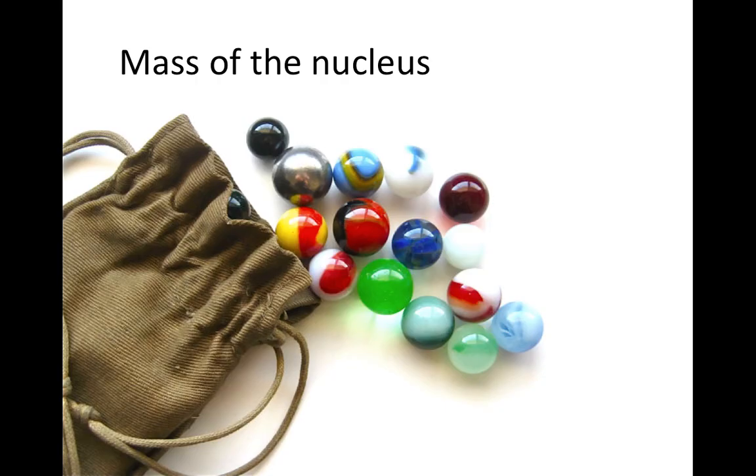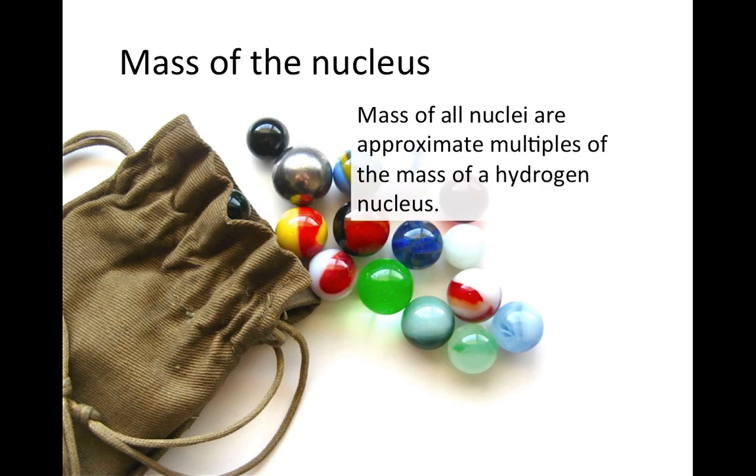What evidence is there for the mass of a nucleus? Well, by various means, we can weigh a nucleus, and what we find is that the masses of all nuclei are approximate multiples of the mass of a hydrogen nucleus, which is the lightest nucleus that we know of. One way to think of this is like a bag, and inside the bag there are a variable number of marbles, all of the same type.